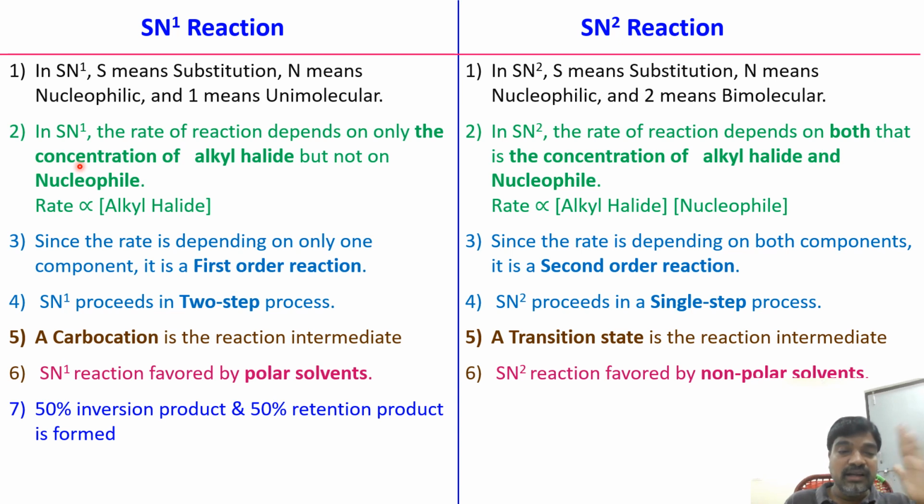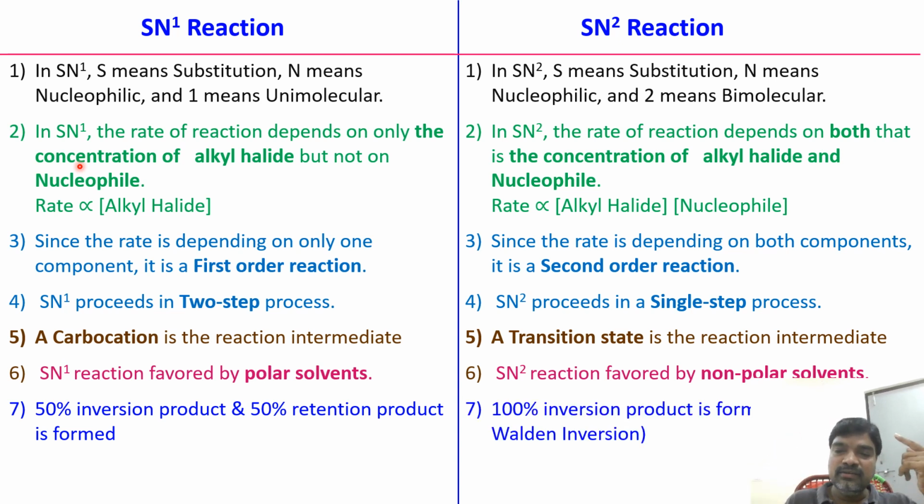Next, in the SN1 reaction, the resulting product is 50% inversion and 50% retention product. But in SN2, 100% inversion product is formed, as we have seen in the reaction mechanism.